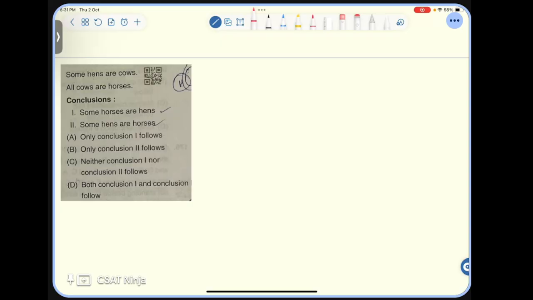Now, some hens are cows. That means some hens are cows.